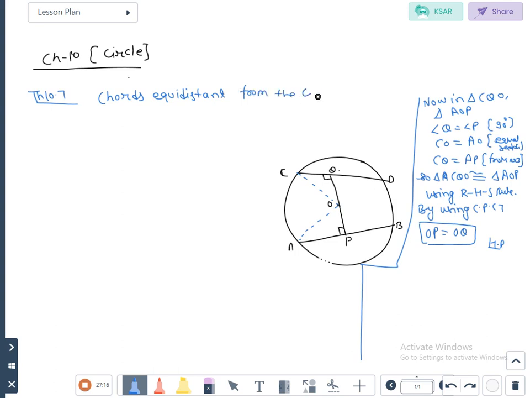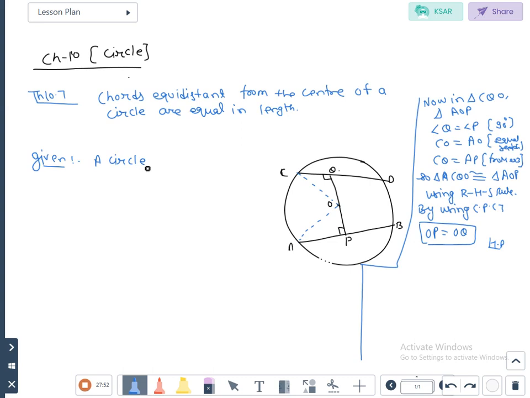equidistant from the center of a circle are equal in length. If chords are equidistant from the center of the circle, then we will prove here that the chord lengths are also equal. So what is given here, student?